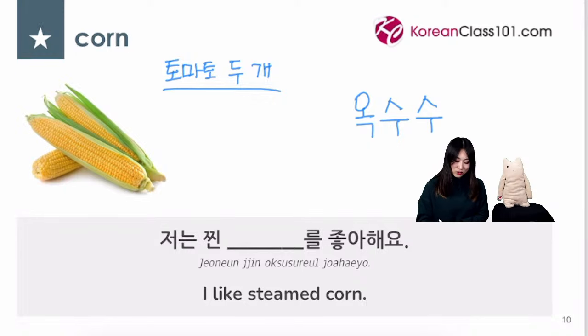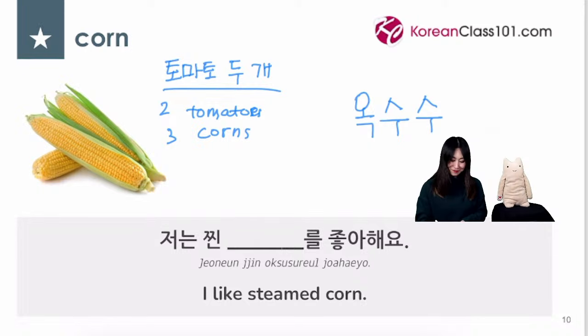In English, you just say something like tomato or corn. And if you want to say two, you just put the number here, like two, three, and put S: tomatoes, corns. Oh, tomatoes. Two tomatoes. So, ah, 2 years of corns. I see. Yes, but yeah. Two, okay. But tomato, two tomatoes.